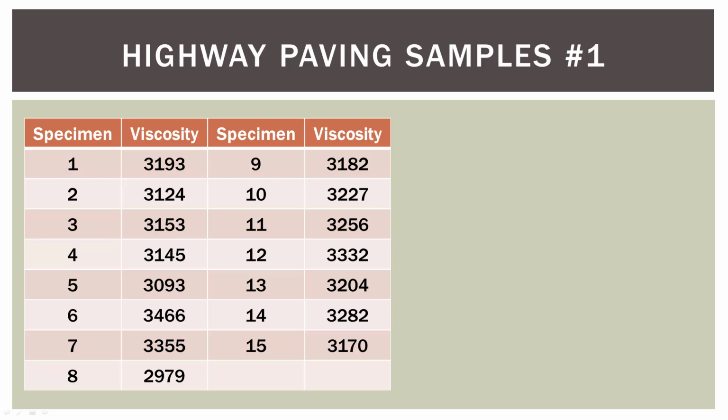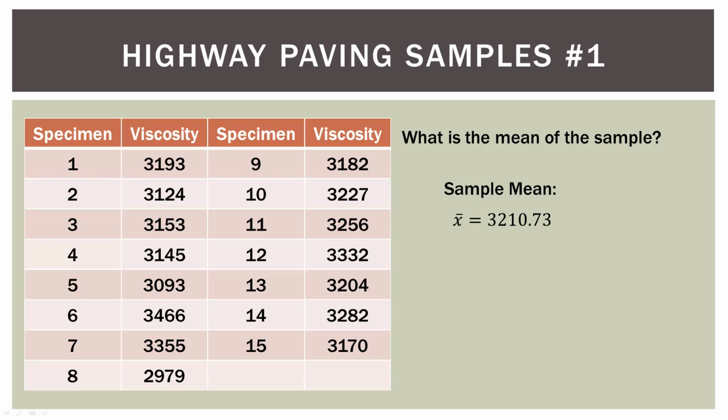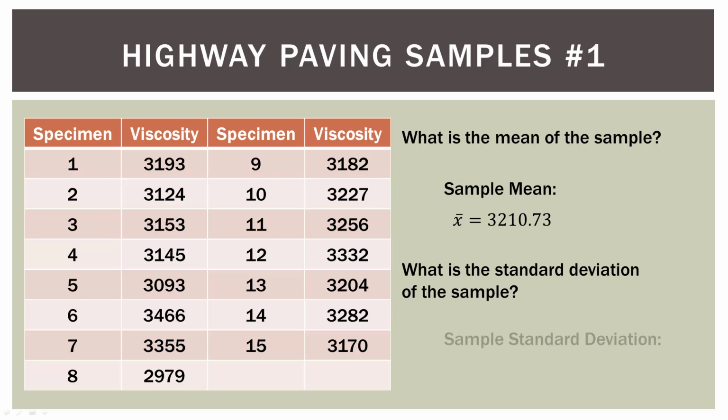So here's the first sample. They take 15 specimens from the batch, and we have viscosity figures of 3193 for the first specimen, 3124 for the second, etc. So the mean of the sample is 3,210.73, and the standard deviation turned out to be 117.61. So these are 15 measurements, or 15 specimens, that make up the first sample. The first sample.